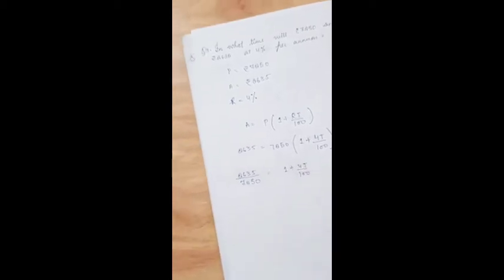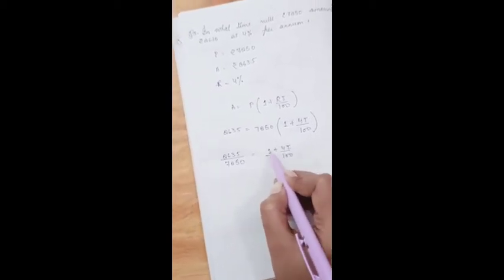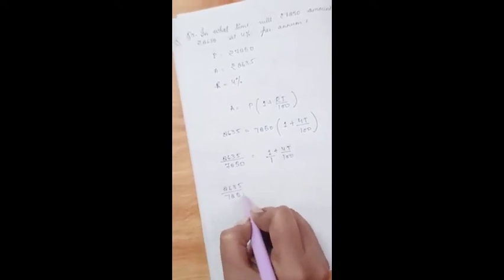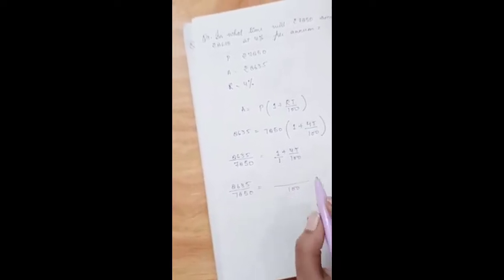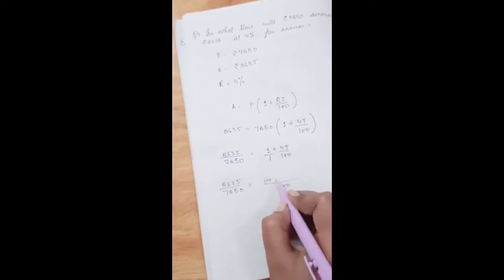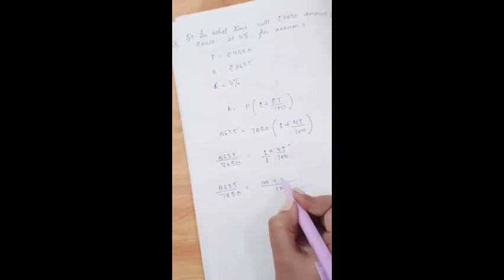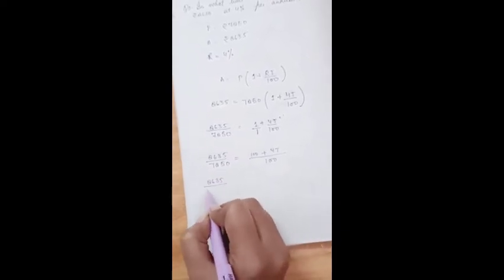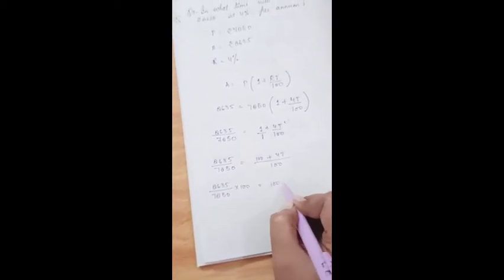Now what we do here, we add these two numbers. So 8635 divided by 7850 is equal to, the LCM of 1 and 100 is 100. When we divide 100 by 1 we get 100, and 100 multiplied by 1 is 100. Similarly here, 100 divided by 100 we get 1, and when we multiply 1 here we get 4T. Now we transfer this 100 to this side. Here we get 8635 divided by 7850 multiplied by 100 is equal to 100 plus 4T.